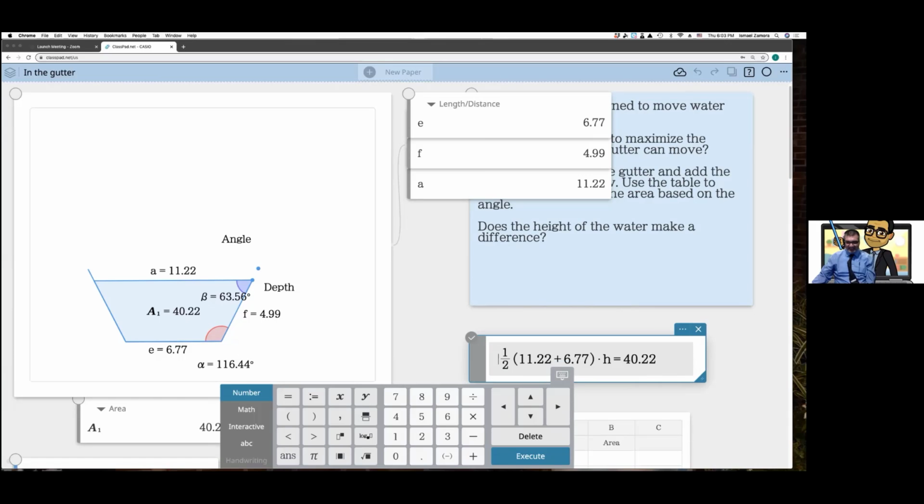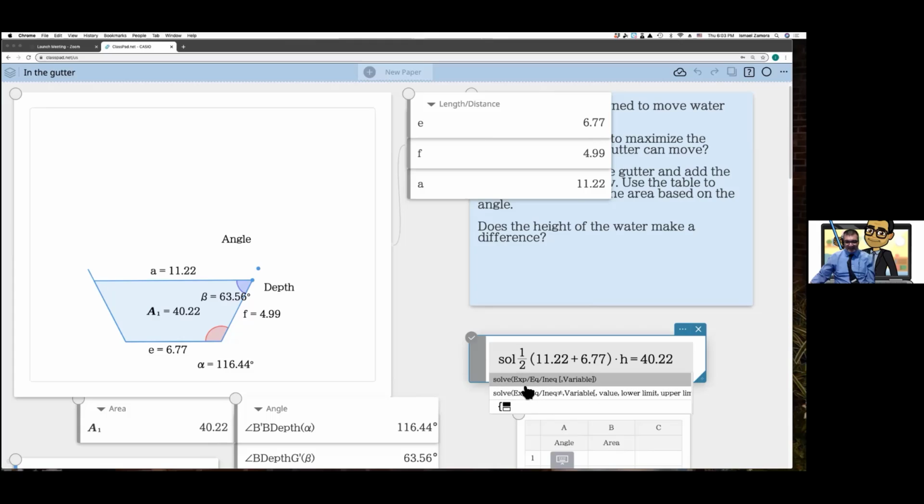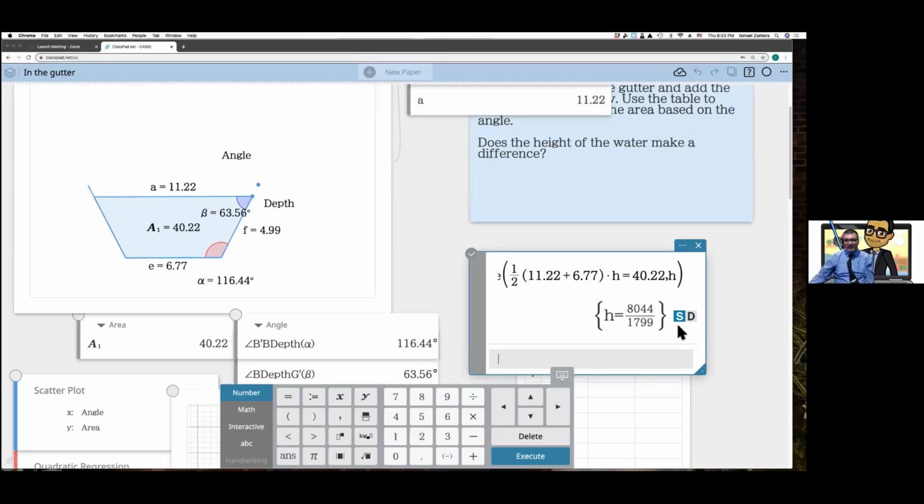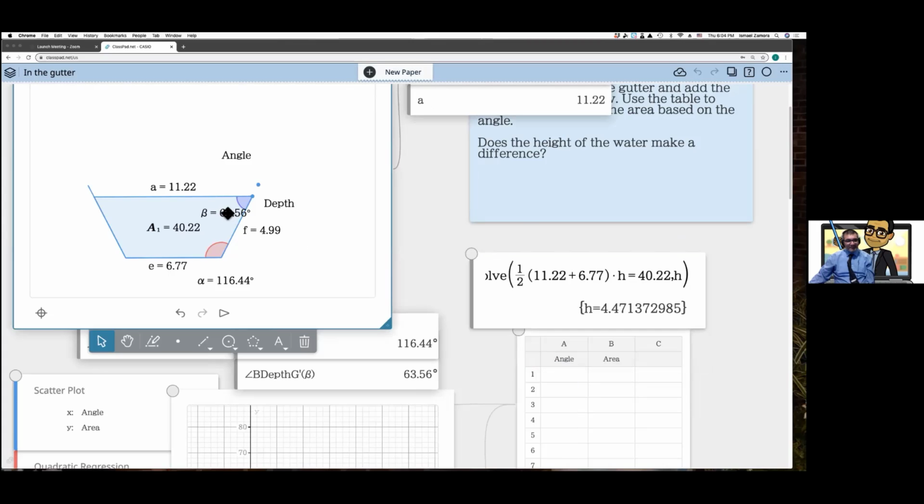I'm not going to let them not solve it. Here, we've got the ability to go ahead and solve. And you notice the minute I start typing, I get lots of different options on things I can do. I'm going to solve this equation. I don't even have to tell it for what variable. It knows there's only one variable there. It's always a good idea to tell the calculator, hey, I want to solve it for H. Gives me an exact answer there. I want the decimal approximation. So it's about 4.47.